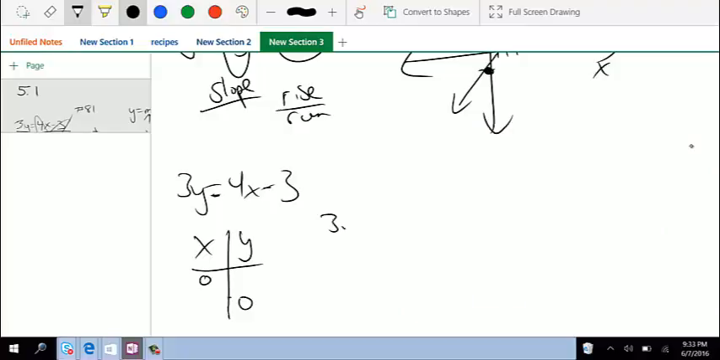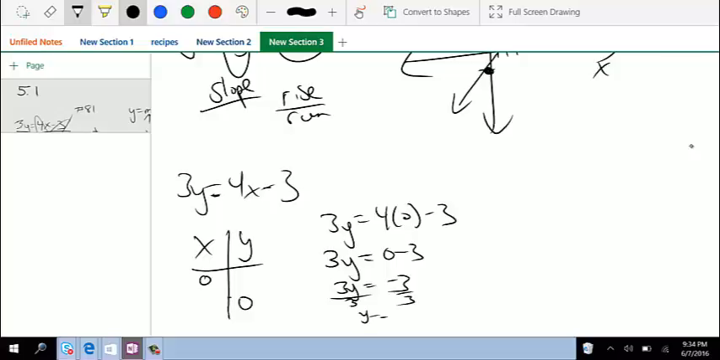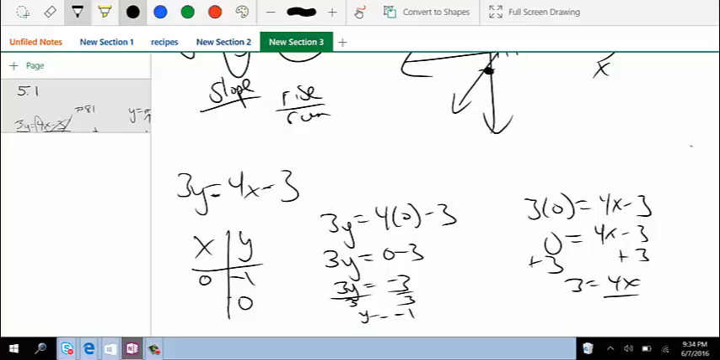Okay, so that's 3y equals 4 times 0 minus 3. So 3y equals 0 minus 3. So 3y equals -3. Divide by 3, and y equals -1. So now, starting again, we're going to put in a 0 for y. So 3 times 0 equals 4x minus 3. 0 equals 4x minus 3, add 3, 3 equals 4x, divide by 4, and x equals 3/4, so the point is 3/4, 0.